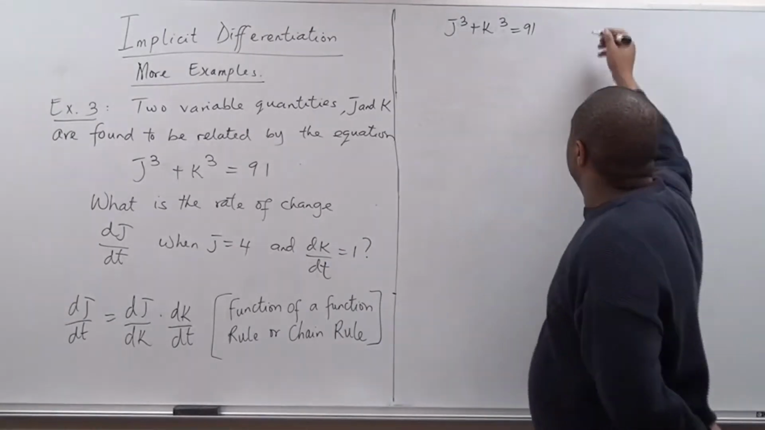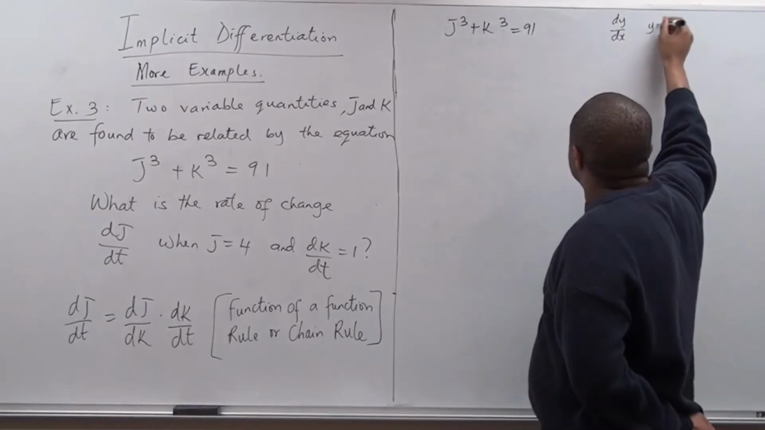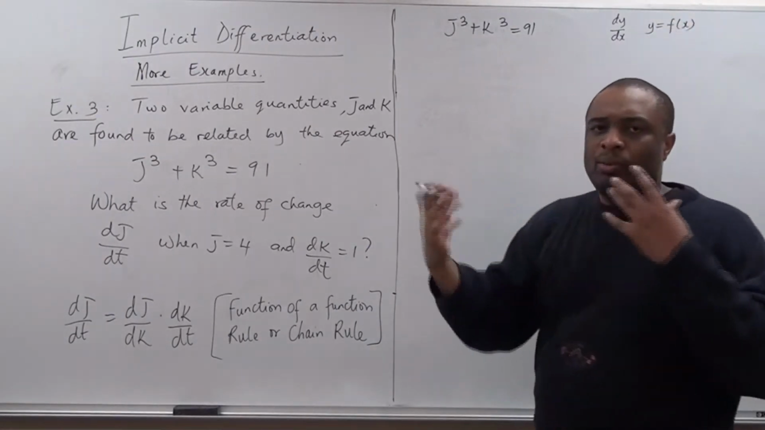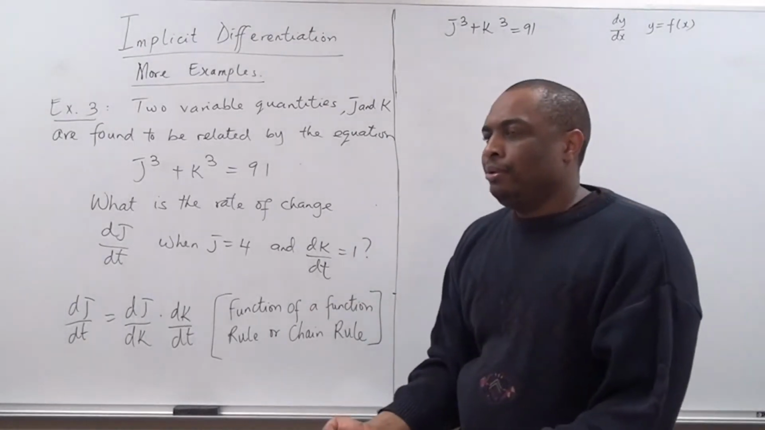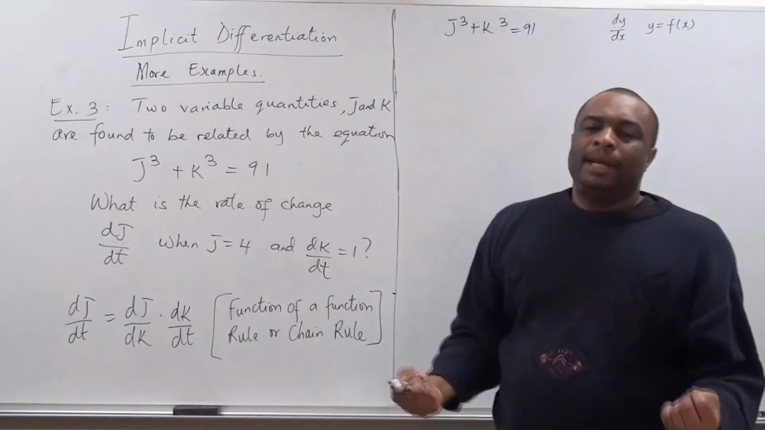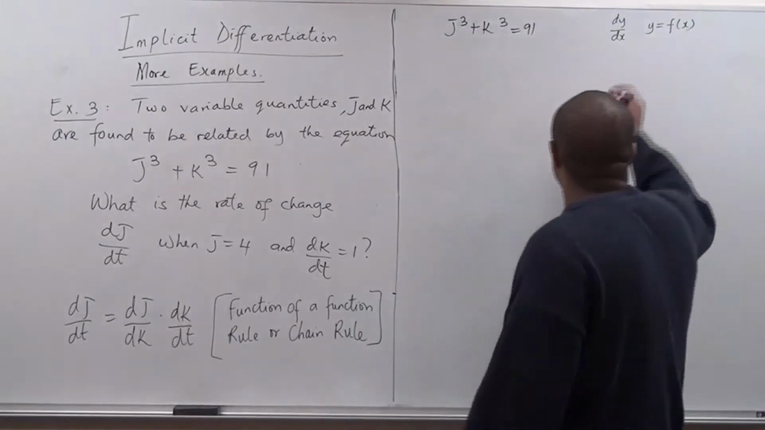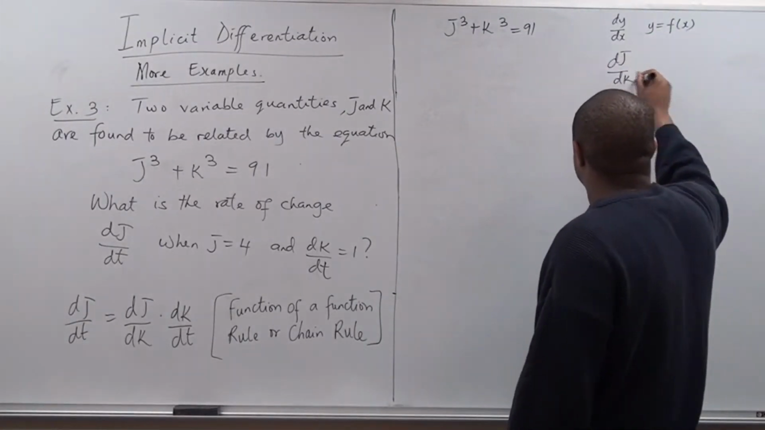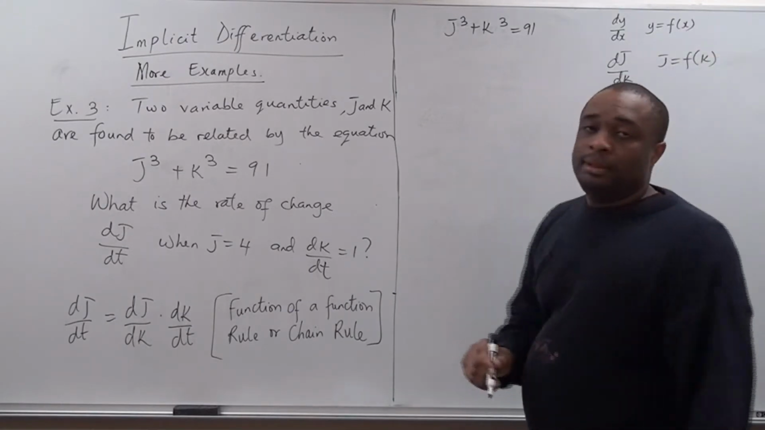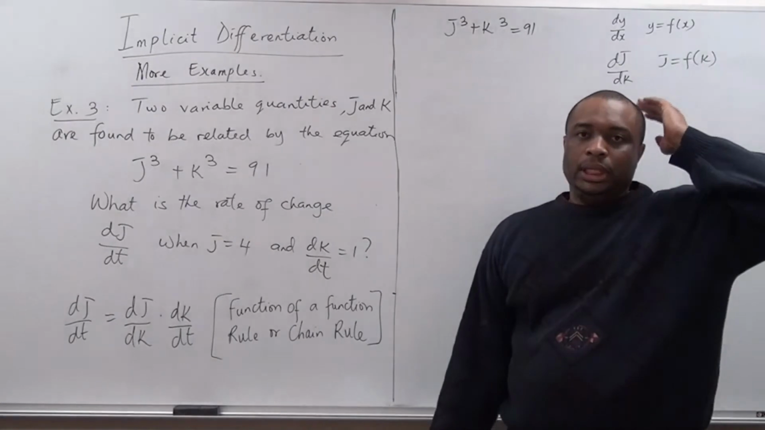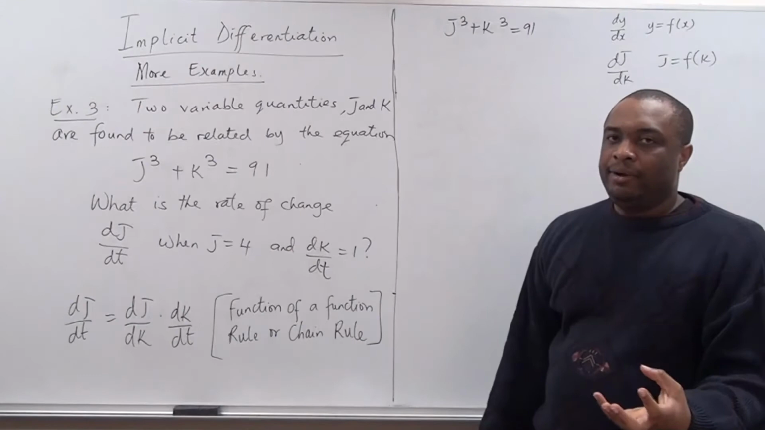For instance, let's go back a little. When you have dy dx, that means y is a function of x. That's why you say dy dx. Y is the dependent variable. X is the independent variable. So if you want to find dj dk, that tells you that j is a function of k. So j is the dependent variable and k is the independent variable.